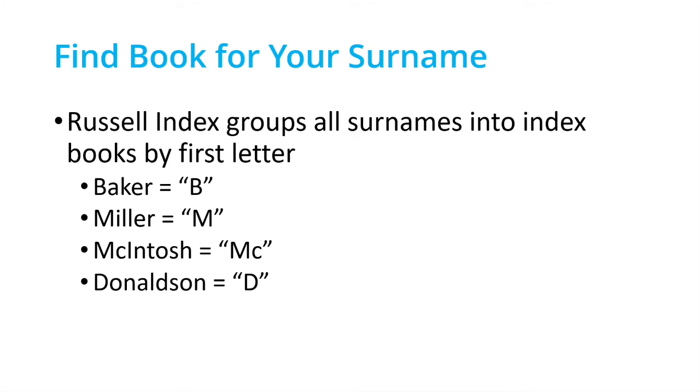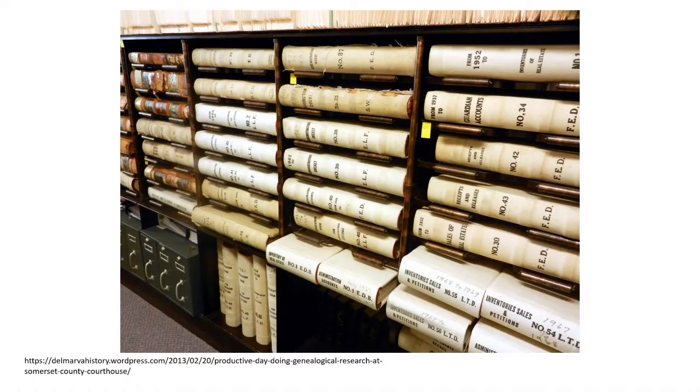So the Russell Index groups all surnames together into index books by the first letter of the surname. So if your last name begins with an A, it's in the A book. The last name Baker starts with a B. It's in the B book. Miller, M. Macintosh, there's usually an MC book to separate the M's and the Mc's. Donaldson would be in D. So that first step is really easy. You just pull the appropriate volume for the first letter of the last name that you're researching.